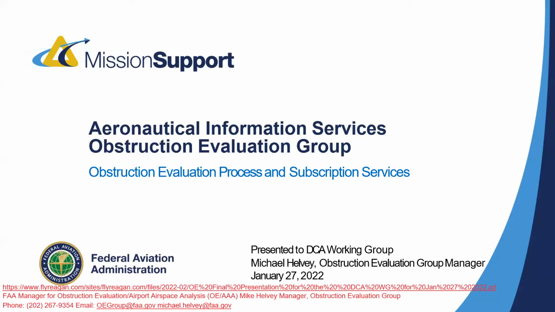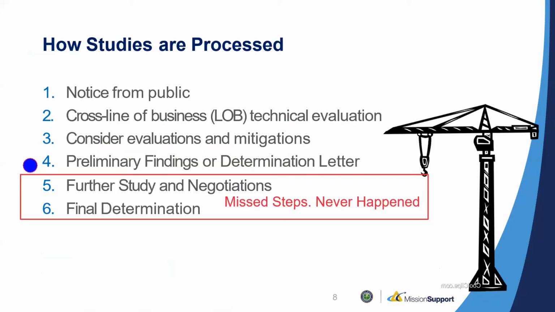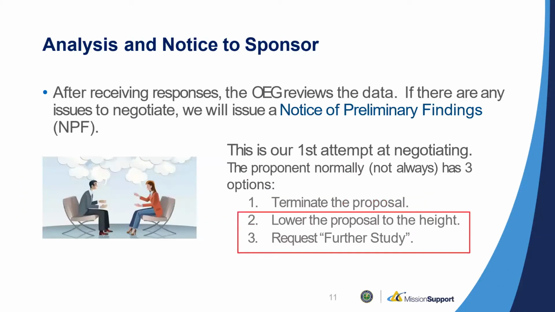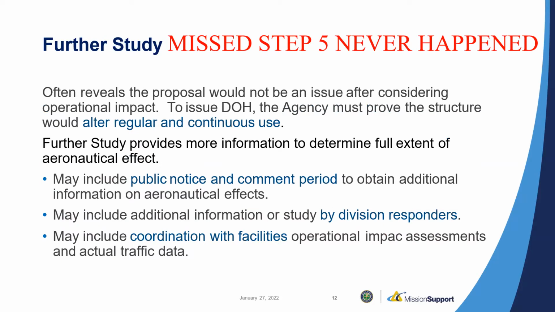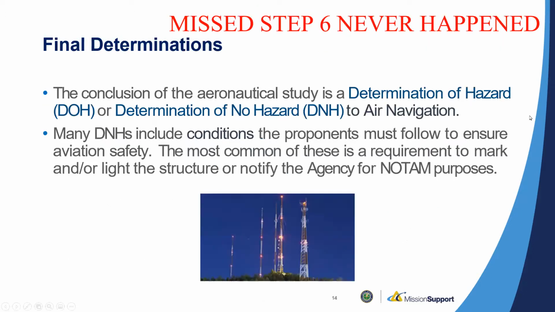Here is the FAA's process. The city stopped on 4 and didn't do 5 or 6. They missed these steps. The analysis should have done what the city should have done. Instead of cutting the trees, they should request a further study. They missed the step 5, which also includes public notice and comment to people. Period. And they missed the step 6, which is actually getting an aeronautical study for a determination of hazard or a determination of no hazard to airport navigation.